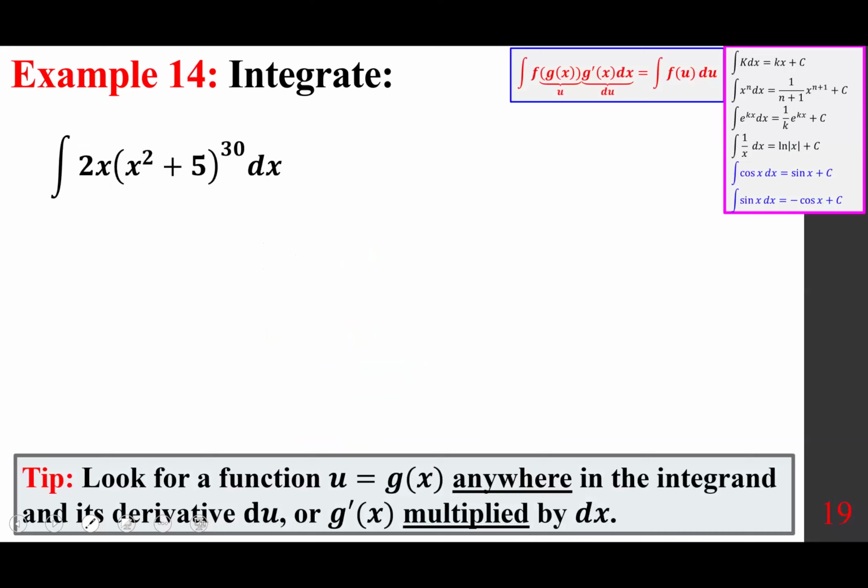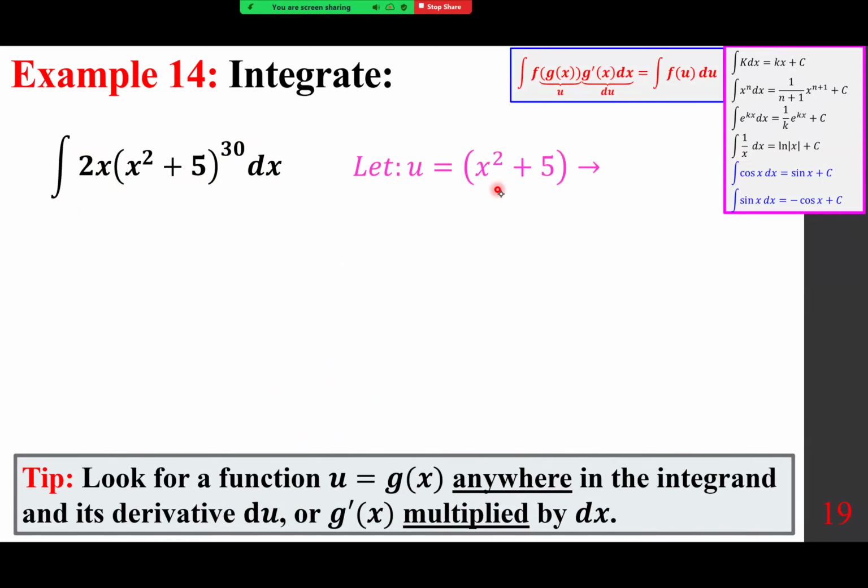We're going to do substitution here. So I'm going to remind everybody, look for a function u equals g of x anywhere in the integrand, and its derivative du, or g prime of x multiplied by dx. So the integral of 2x times (x squared plus 5) to the power of 30 dx. This is a polynomial, this is a polynomial. You have only polynomials. The more complicated one is a choice of u, which is x squared plus 5.